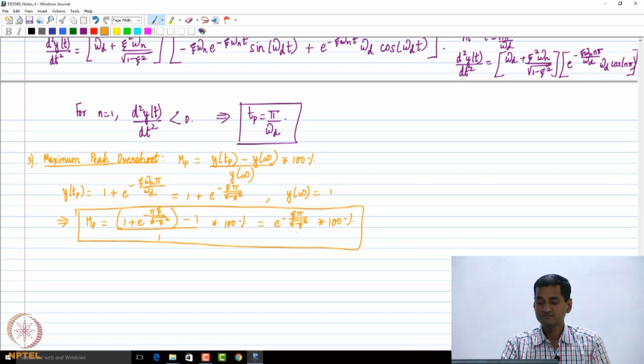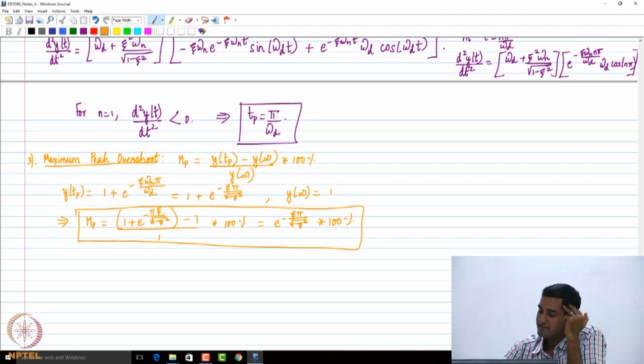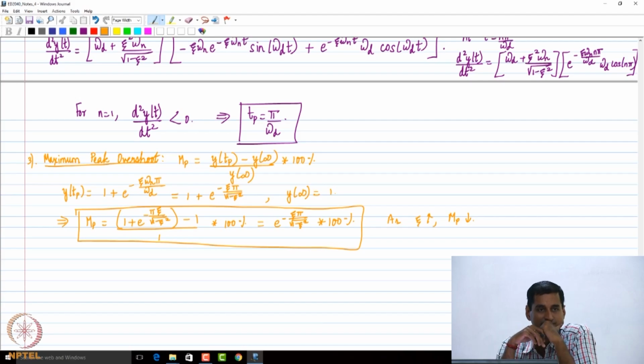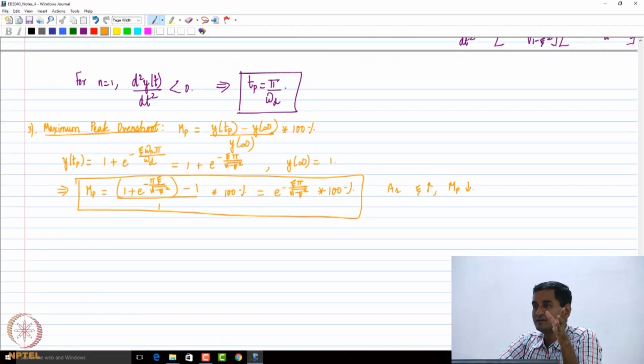So if someone says the overshoot is 10%, that means that e power minus zeta pi by square root of 1 minus zeta squared is 0.1. That's how it should be interpreted. And immediately we can see that as zeta increases, MP decreases. So there's a trade-off that you have. We already saw that as zeta increases, the rise time increases. The system becomes slower, but the advantage is that the peak overshoot reduces.